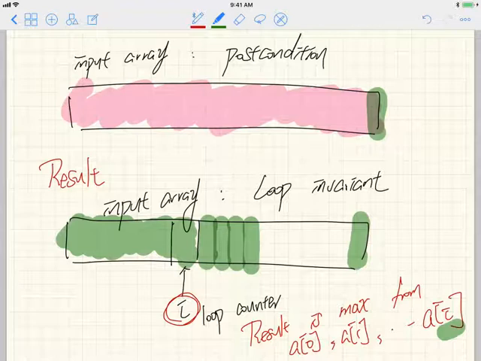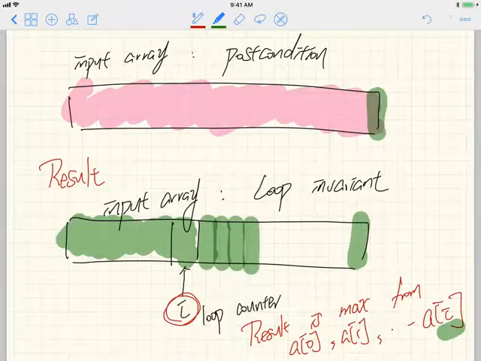Guys, any question about this intuition here? Okay, so the red part is basically the post condition, which covers the entire array. And the green part is the loop invariance, which means the expression itself is going to change. Let me just specify that.